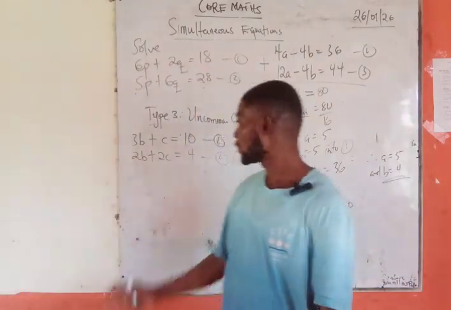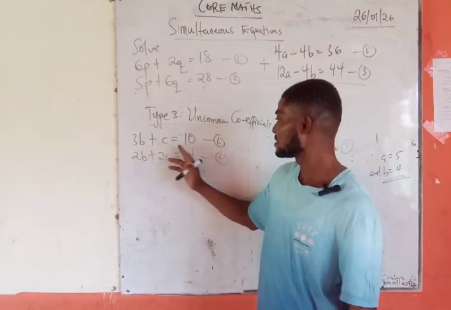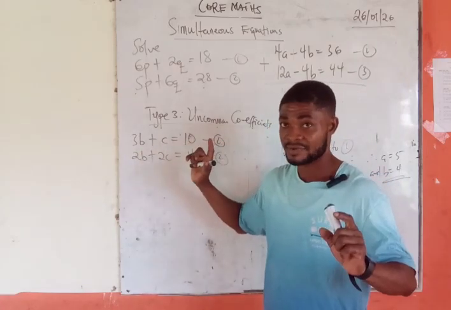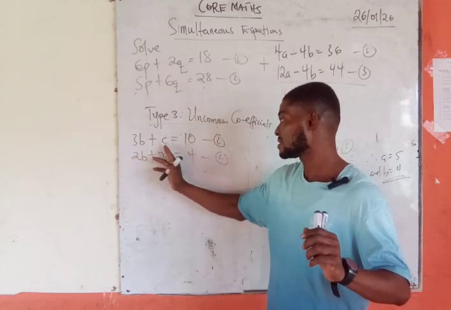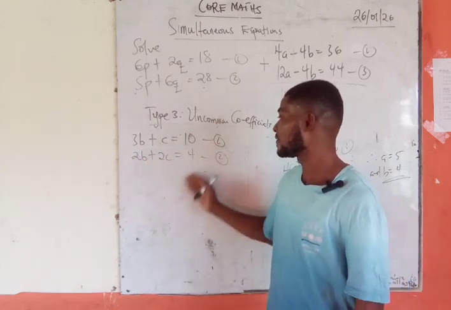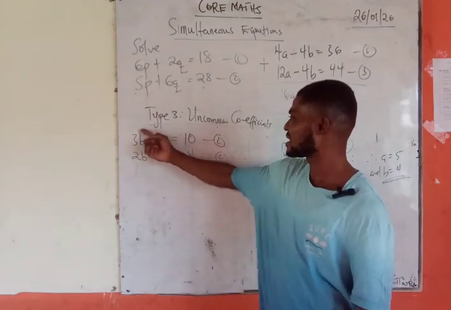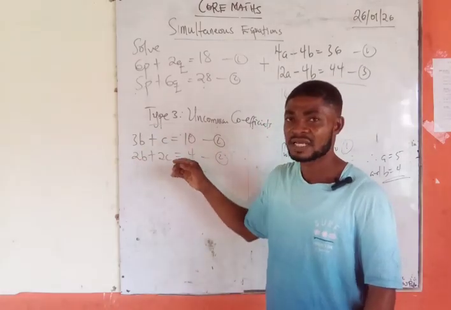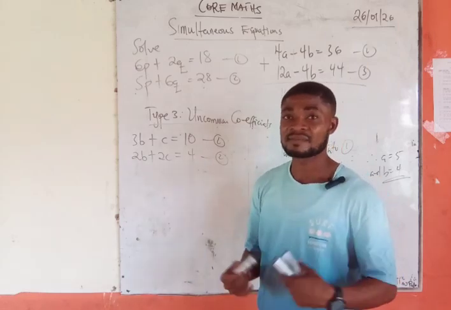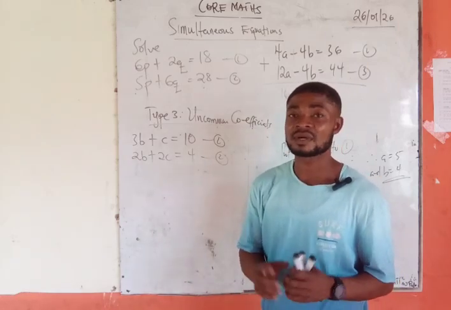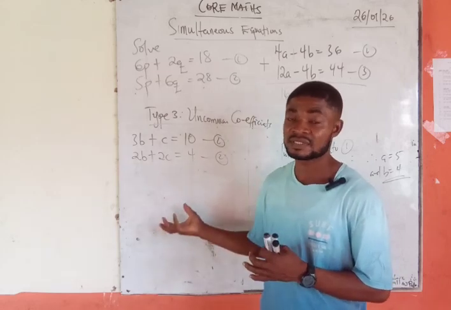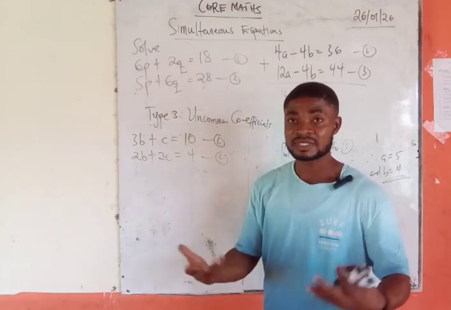Alright, so we have 3b plus c is equal to 10, and then 2b plus 2c is equal to 4. So we can see that there's nothing common over here that we can eliminate directly. But all the same, it is not something difficult. You just have to be intentional and listen to the instruction which comes with some of these things, and then you'll be able to get it from there.